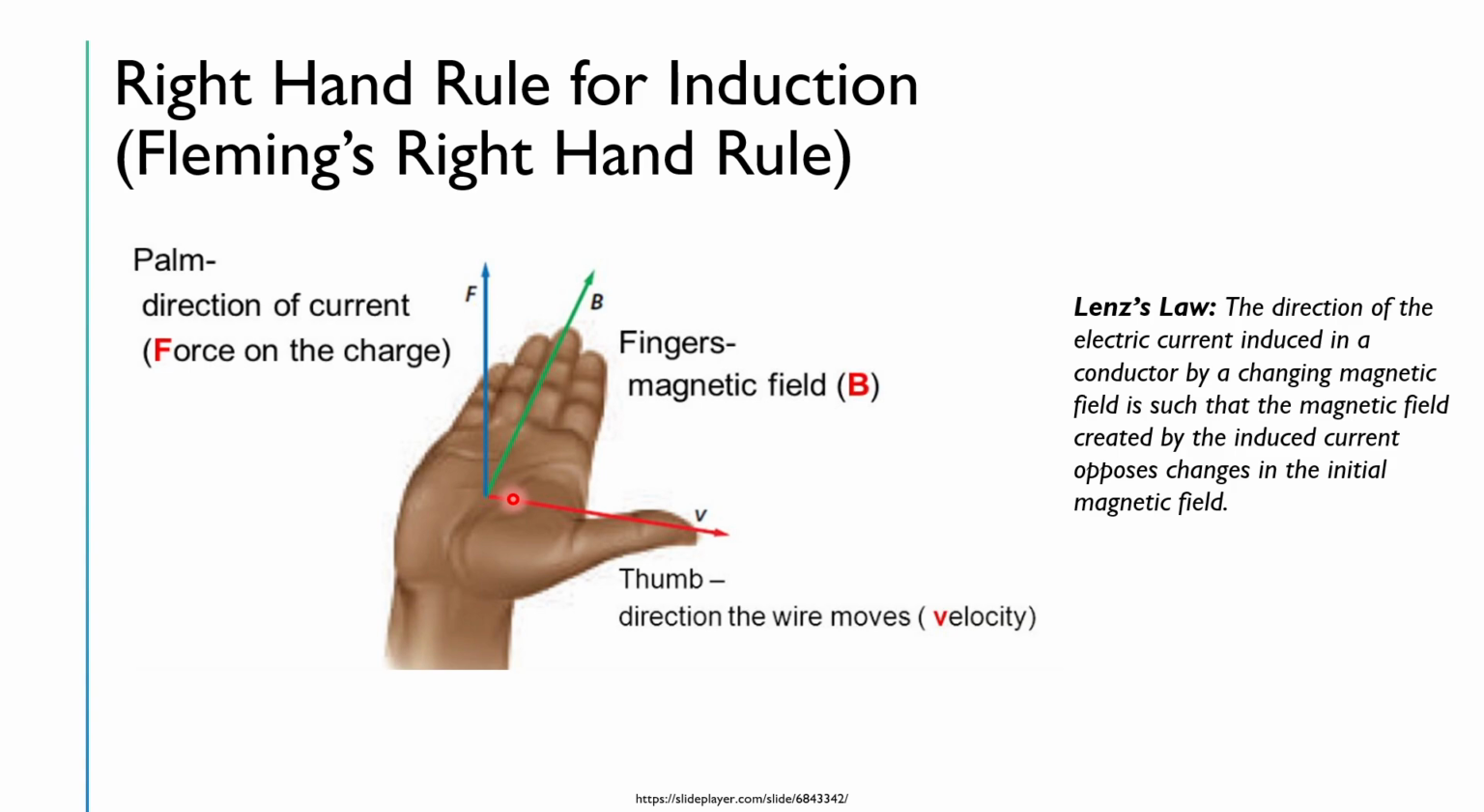So using Fleming's right-hand rule for induction, we work with the same three vectors. We've got velocity, we've got a magnetic field, and we've got force. Velocity here is referring to the direction that the wire is actually moving. So for a generator, we're talking about the direction that it's rotating in. We've got our magnetic field that the generator is sitting in. And then we have this force here, which essentially is the electromotive force, and that pertains to the direction of current. This vector always comes out of our palm.